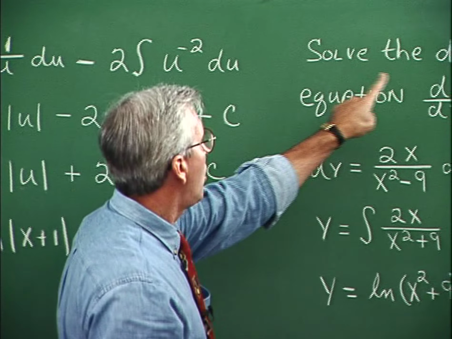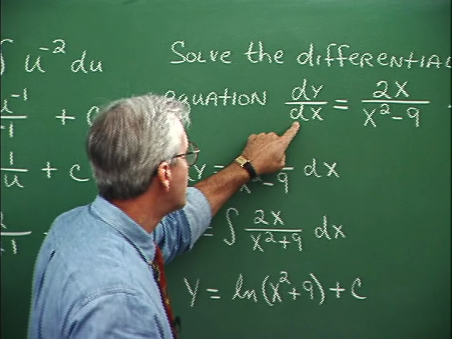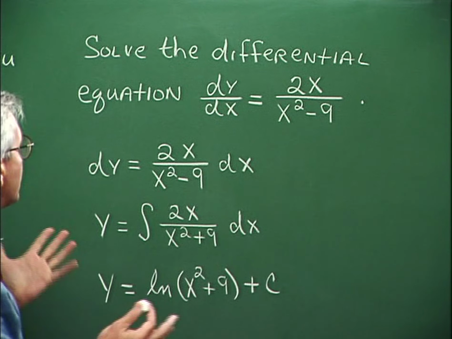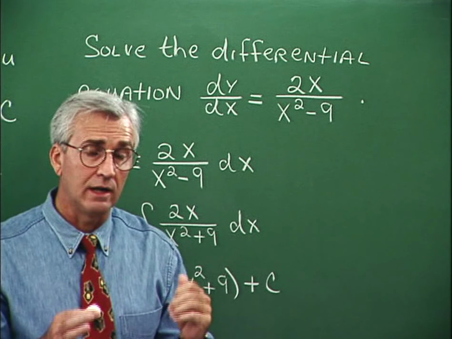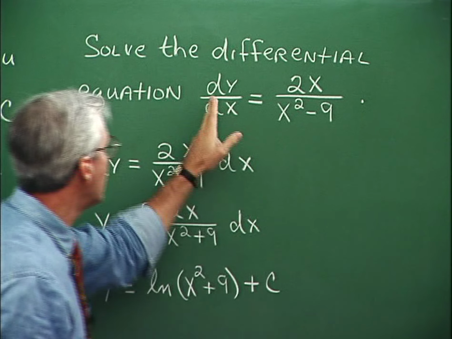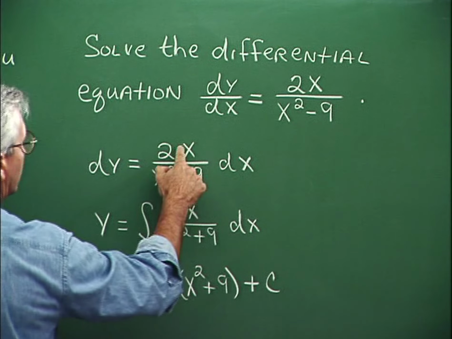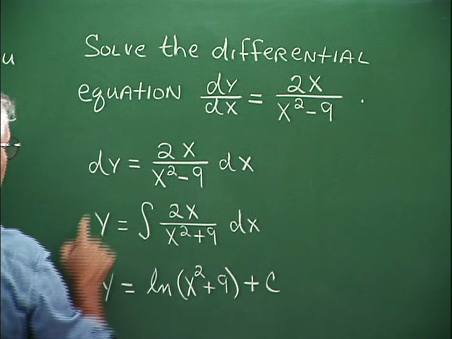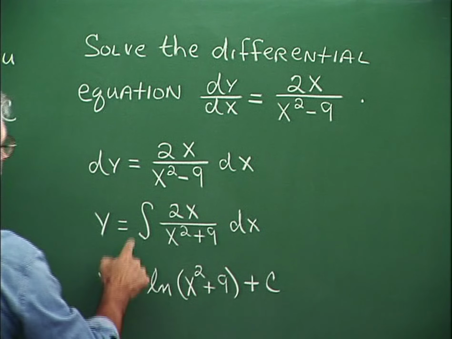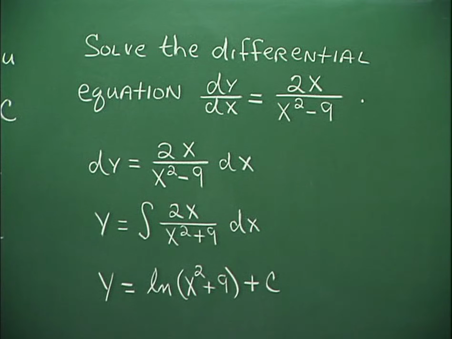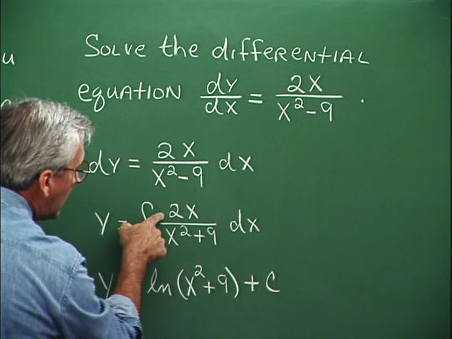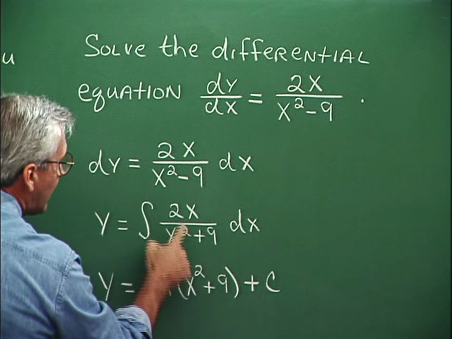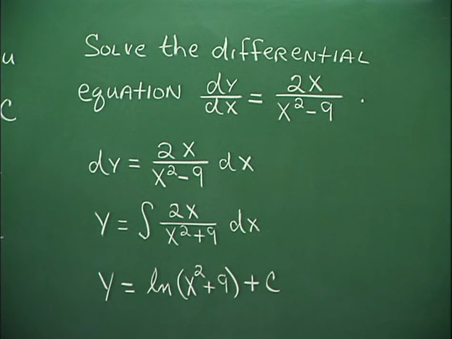On this one, we want to solve the differential equation. dy over dx is 2x over x squared minus 9. Now, to solve that differential equation, we're going to integrate, and we can manipulate here into dy equals 2x over x squared minus 9 dx. And if dy is this, then y is the integral of that. So we're taking the integral of this, and it works out rather nicely here because this numerator is the derivative of the denominator. Then we have the u prime over u condition that we're looking for.